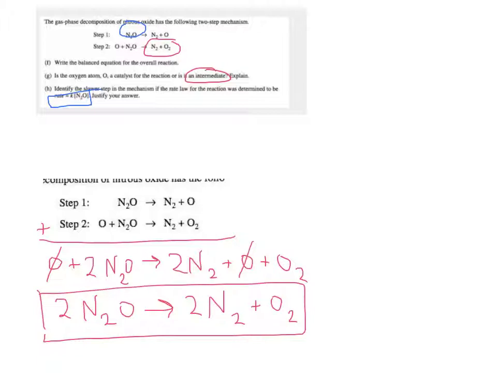If step 2 had been slower, then we would also see an oxygen in the rate law. But since we only see that the rate is dependent on N2O, the slower step must be step 1.